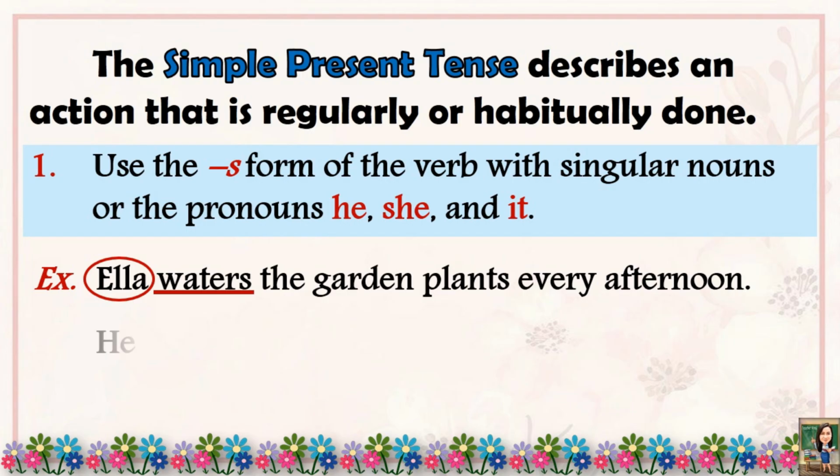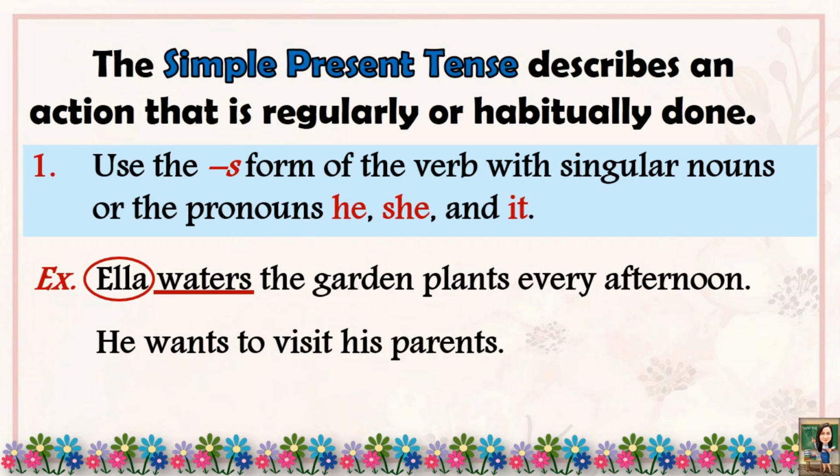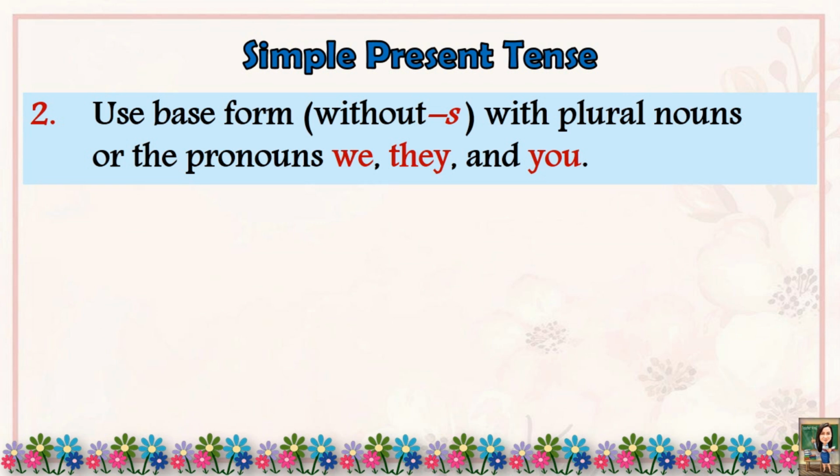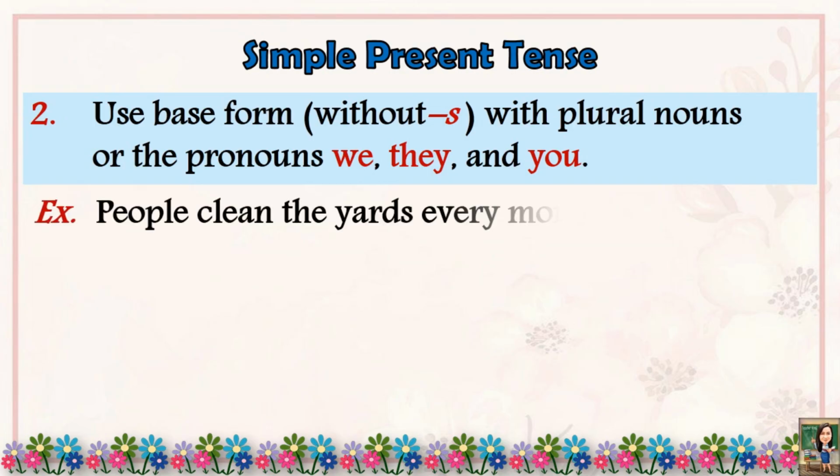Another example, he wants to visit his parents. The pronoun in this sentence is he, and the verb is wants. We add S to the verb. Another is, in simple present tense, we use the base form without S with plural nouns or the pronouns we, they, and you. For example, people clean the yards every morning. The noun in this sentence is people. It is in plural form. And the verb is clean, without adding S.